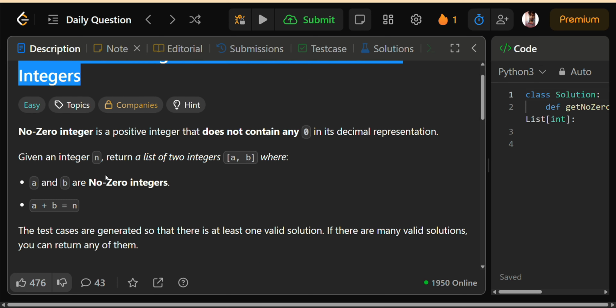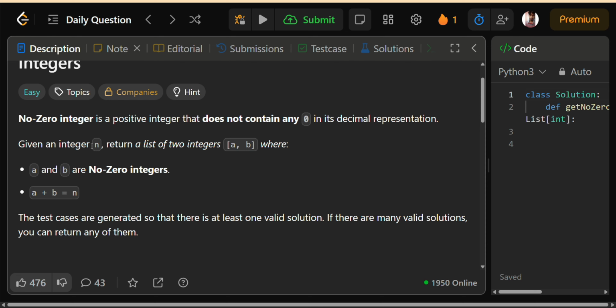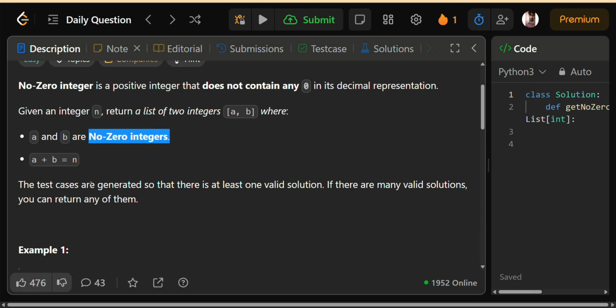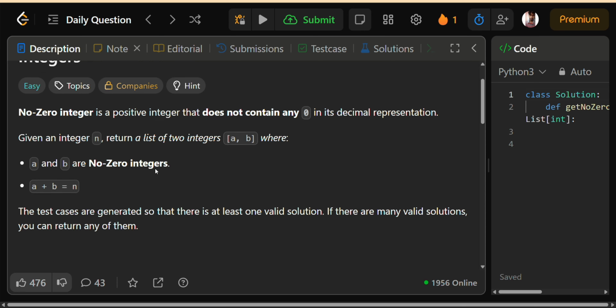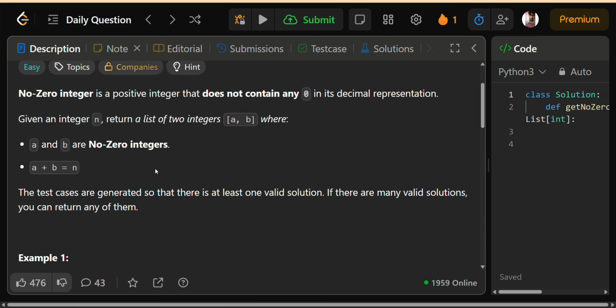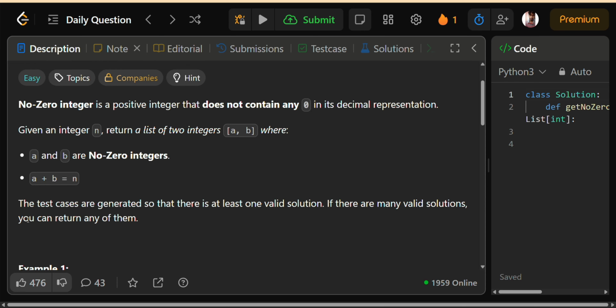The problem statement is straightforward. You are given a positive integer n, and you need to split this integer into two parts a and b such that both a and b are positive integers. Neither a nor b should contain the digit 0 anywhere in their decimal representation. And finally, when you add a and b, their sum should equal n. The question also guarantees that such a pair will always exist. If there are multiple valid answers, we can return any one of them.